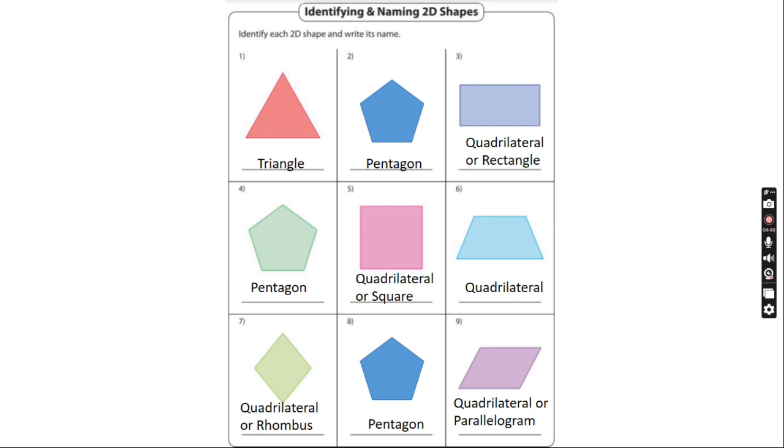The seventh figure is a rhombus or a quadrilateral because its opposite sides are equal and parallel to each other. The next is a pentagon, having five sides, five angles, and five vertices. Then a quadrilateral or parallelogram, it has opposite sides parallel to each other. Opposite sides are equal, but the angles are not 90 degrees. Then it is called a quadrilateral. Thank you very much.